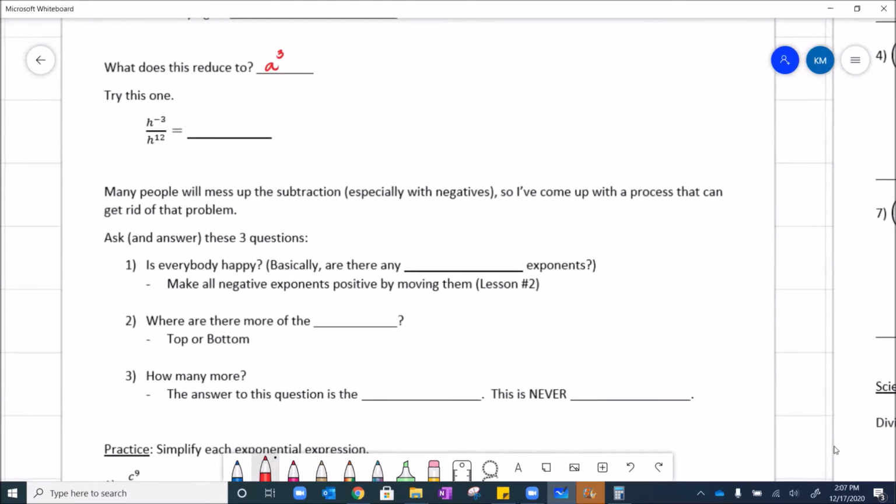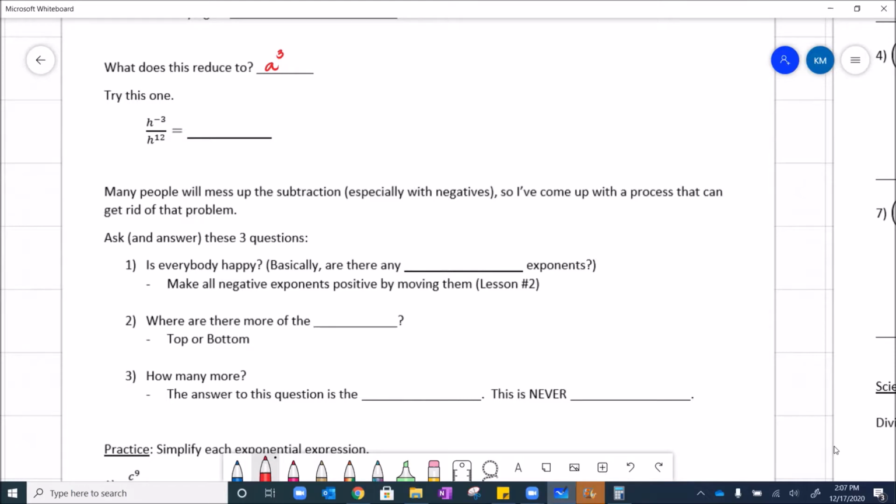The second example, we have h to the negative third over h to the 12th. What's our answer going to be? Well, let's walk through this process first. Many people mess up this subtraction, especially with negatives, so I've come up with a process that can get rid of that problem.